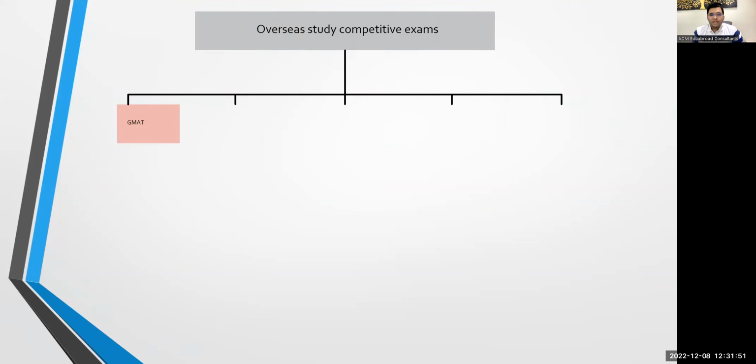Now, before I get into the sections of those particular exams, I want to tell you one thing: the major countries which are popular for MS and MBA, which are USA, Canada, UK, Australia, and some parts of the European region, which is Germany, France, and all those countries. There are overall five major competitive exams which are dominant in these parts. So the first one which I'm showing over here is GMAT.